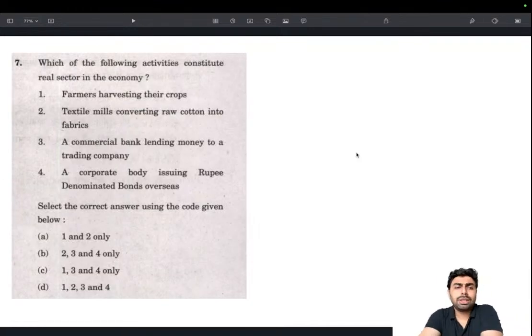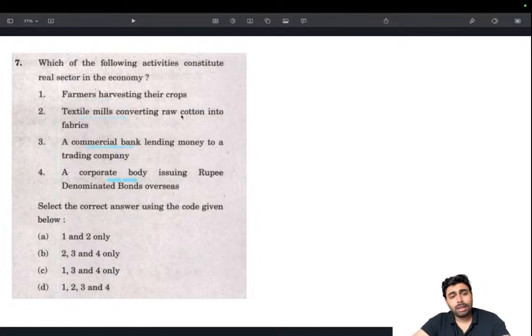Which of the following activities constitute the real sector in economy? Those who have read the basic economy books will get this right away. For somebody like me, it was slightly tricky, because I couldn't really get to what the real sector was. Actually, it was a very simple concept. Farmer harvesting their crops, textile mills converting, commercial bank lending, corporate body issuing bonds.